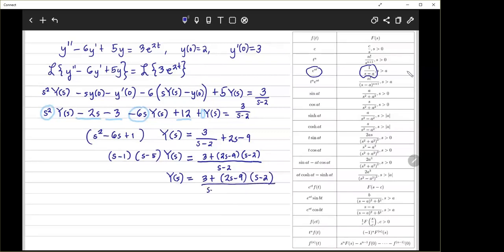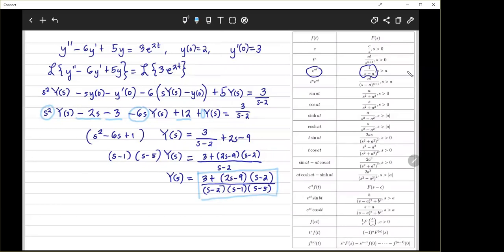So therefore, Y(s) equals 3 plus 2s minus 9 times s minus 2 over s minus 2 times s minus 1 times s minus 5. Okay, so ito na ngayon yung expression na kukunan natin ng partial fraction decomposition.